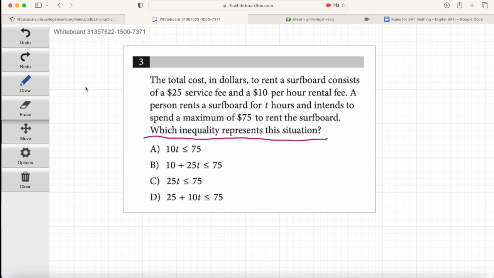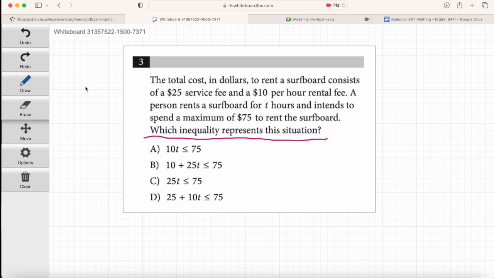That's a pretty involved situation here. We're renting some surfboard. There's a $25 service fee and a $10 per hour rental fee. And then this person's renting the surfboard for T hours. So we've got to develop the inequality that represents that situation. Does that question make some more sense? Yeah. Okay.